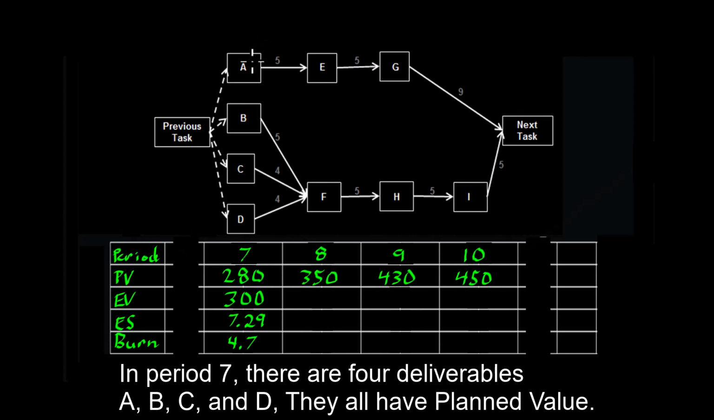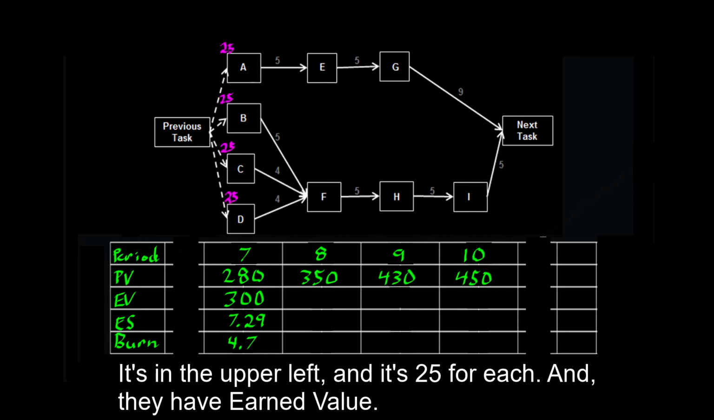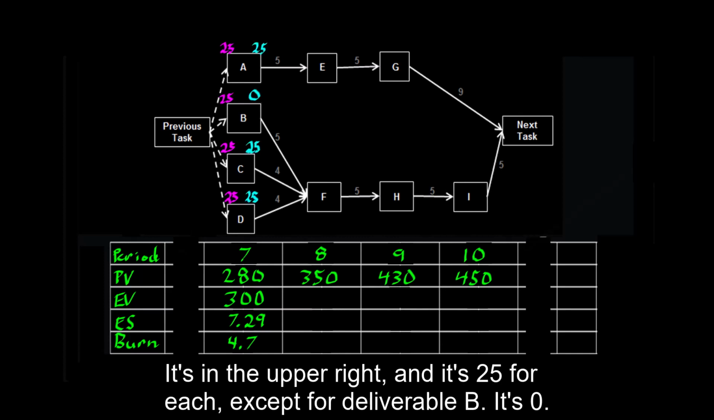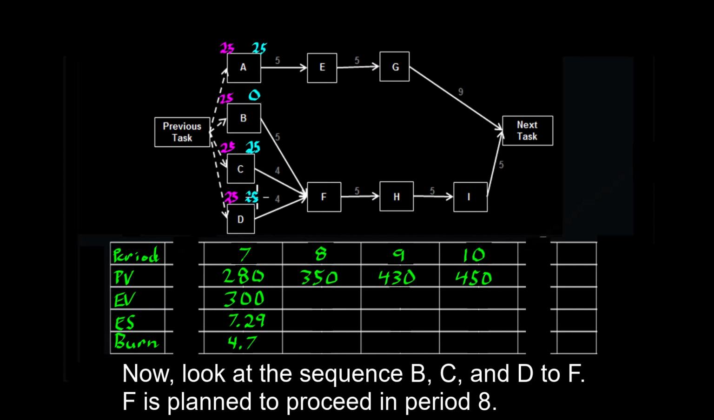In period 7, there are 4 deliverables, A, B, C, and D. They all have plan value. It's in the upper left, and it's 25 for each. And they have earned value. It's in the upper right, and it's 25 for each, except for deliverable B. It's 0. Now look at the sequence B, C, and D to F.